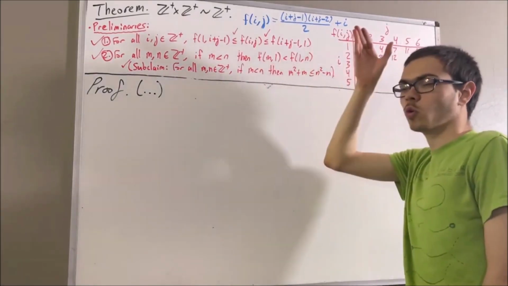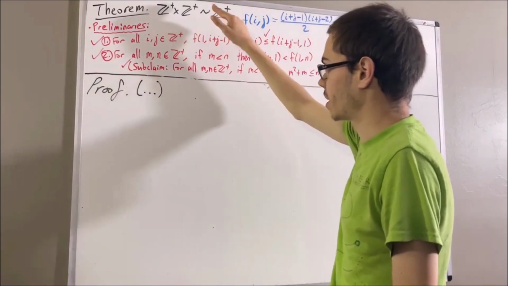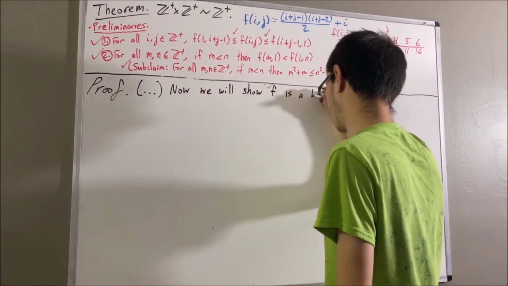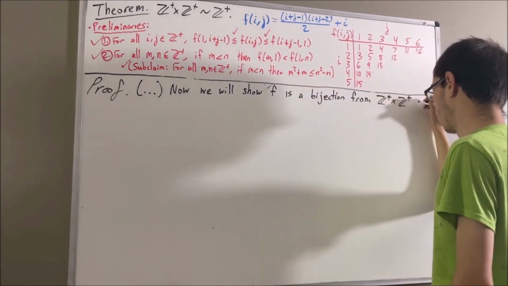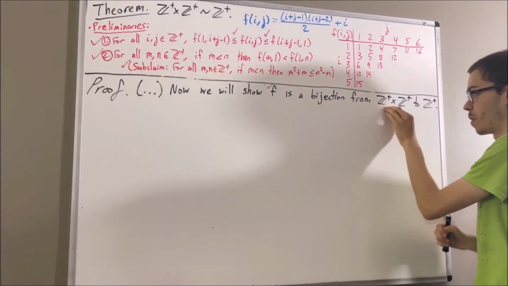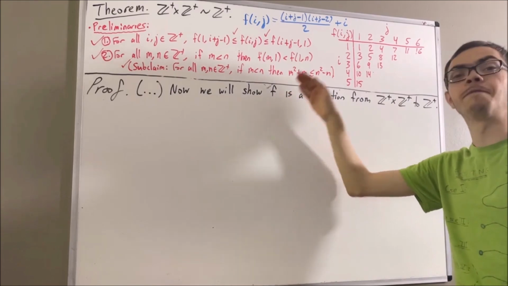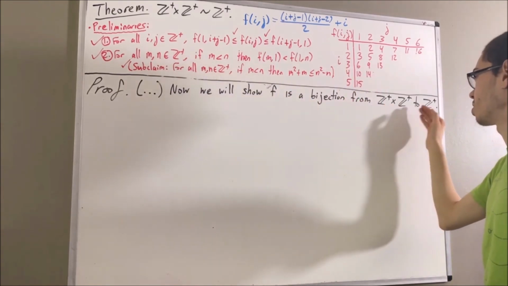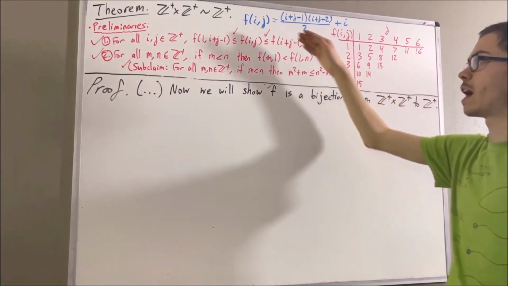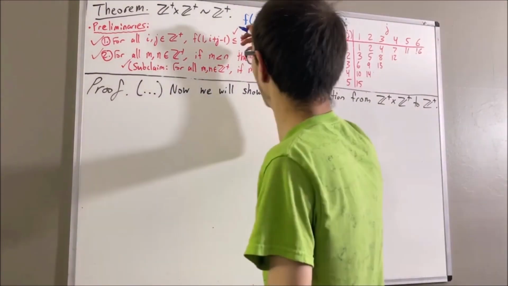So now we're going to prove that f is a one-to-one correspondence between the ordered pairs of positive integers and the positive integers. In other words, we're showing that f is a bijection from the ordered pairs of positive integers to the positive integers. To start, we're going to show that f is a function from the ordered pairs of positive integers to the positive integers. Because currently, all we know is that f is a function over the domain of ordered pairs of positive integers.